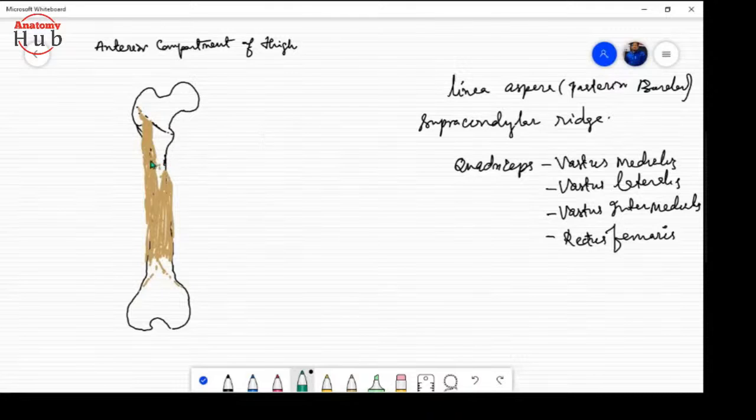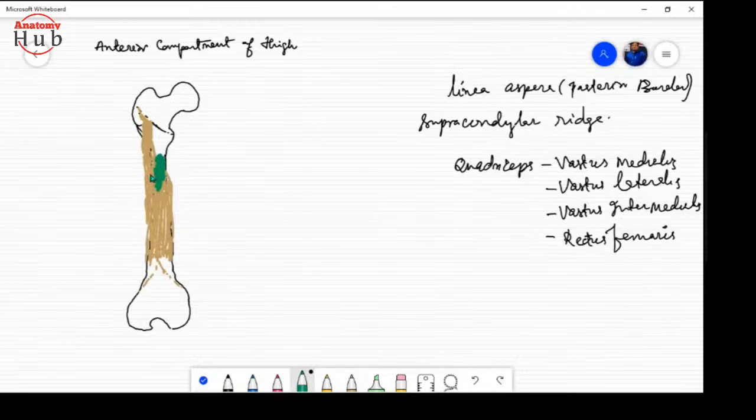So the vastus intermedius arises from the anterior and lateral surface of the femur. The anterior surface is about this part. The lateral surface I am not drawing because it is overlapped by the vastus lateralis muscle, and the inferior anterior part is also overlapped by the vastus medialis. So only this portion is visible after you put the vastus medialis and vastus lateralis, right?